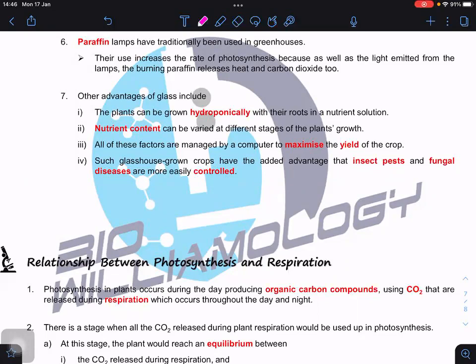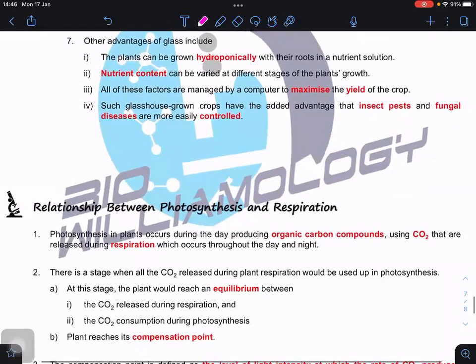So other advantages of the greenhouse or glass house: basically, the plant can be grown hydroponically. We don't need to use soil and land in this case, and we can control nutrient contents. We can maximize the yield by using computers to adjust what kind of nutrients, what kind of cytokinin, what kind of chemicals and fertilizer we add, so that the plant will grow optimally. Okay, and this kind of glass house also protects the plant from insect pests, fungal, bacterial, or viral infection. Okay, so it increases the yield.